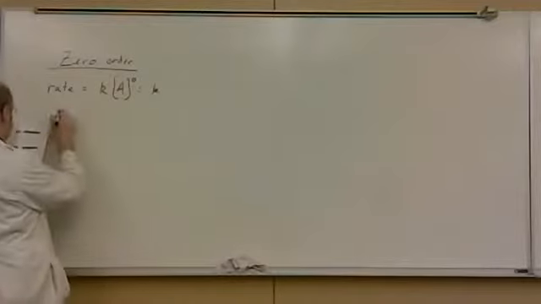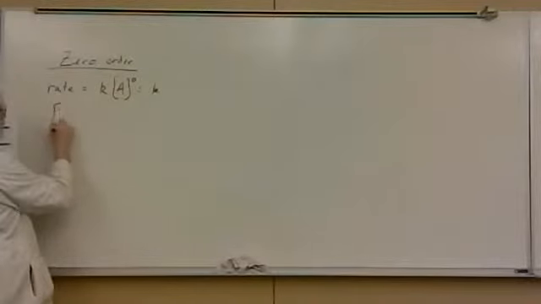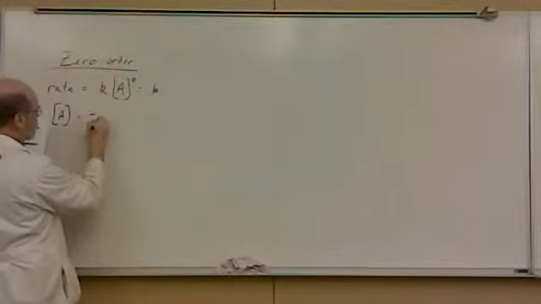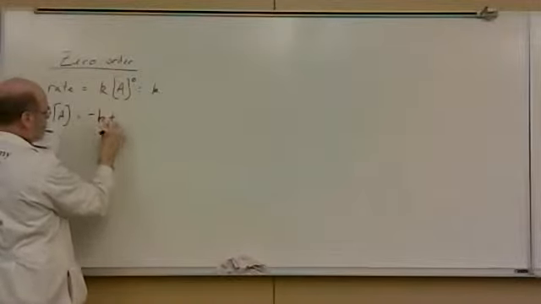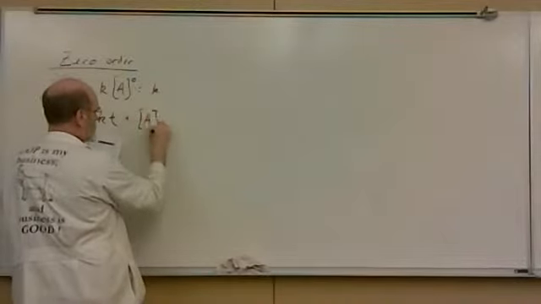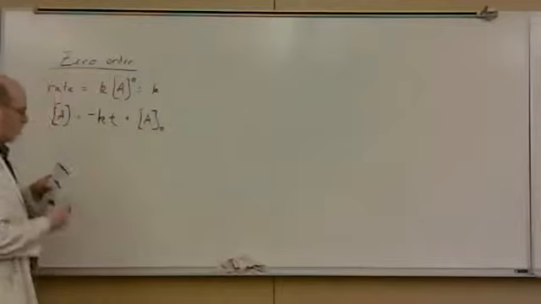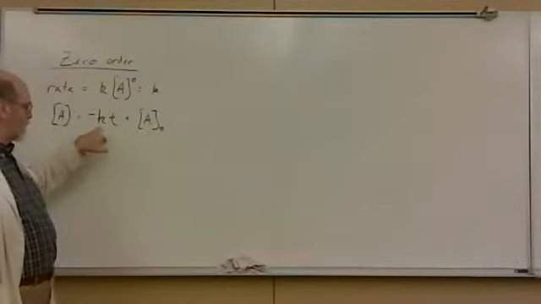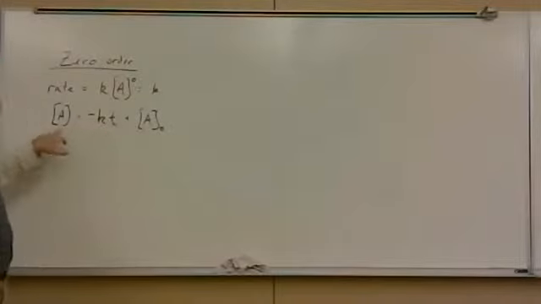And the integrated version of this is, the final concentration of A is equal to minus k times the time, plus the initial concentration of A. See how that's more useful, because if you know where you started from, what the k value is, how long it took you to get there, then you can calculate what the final concentration is.